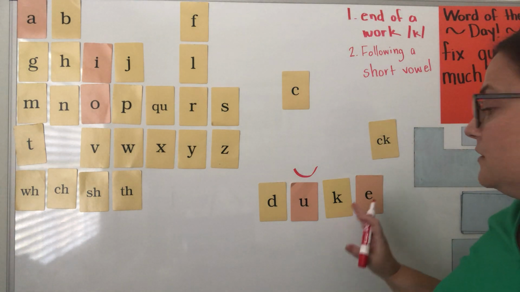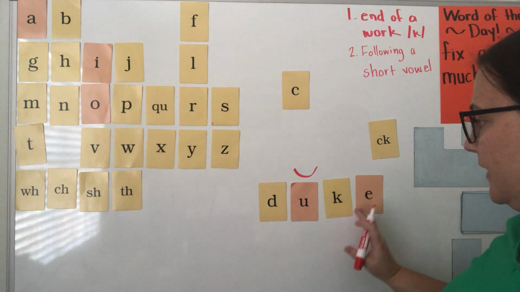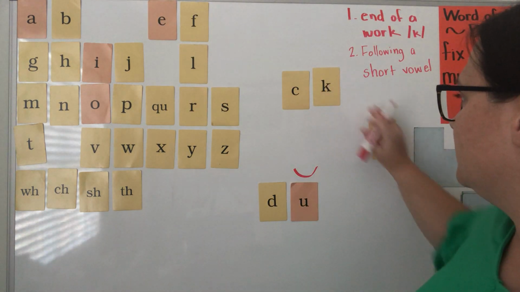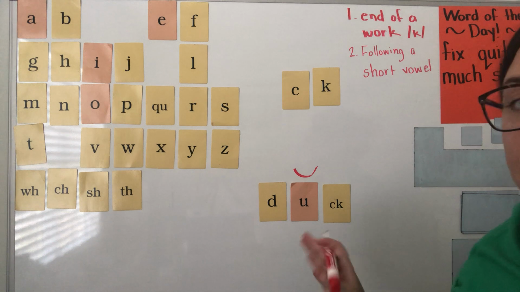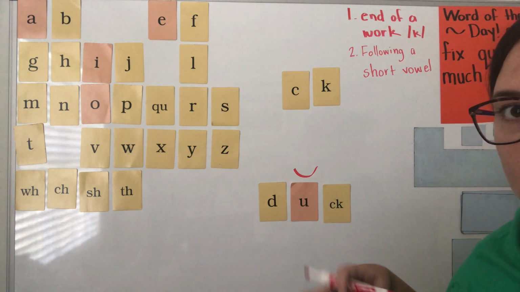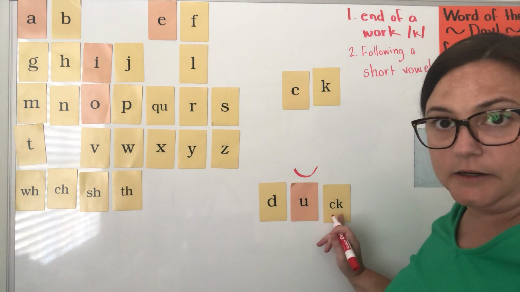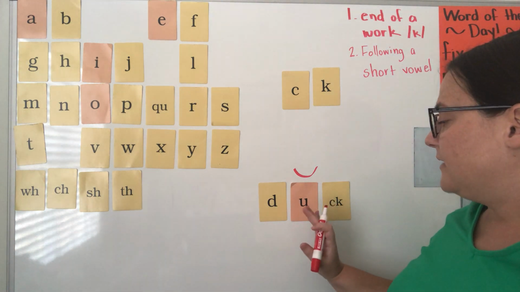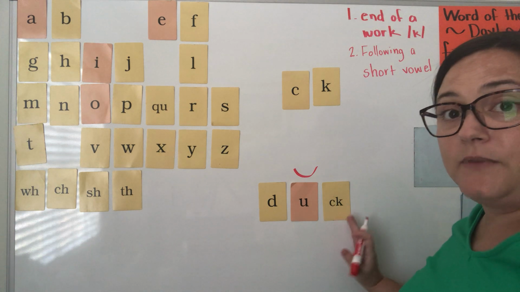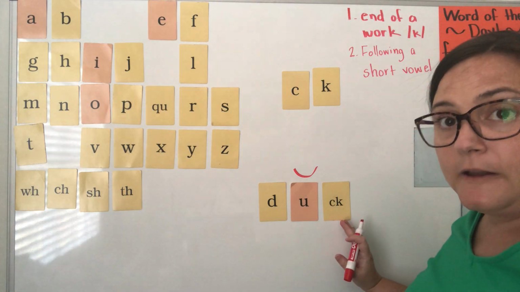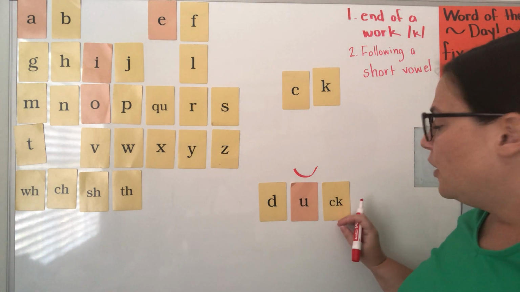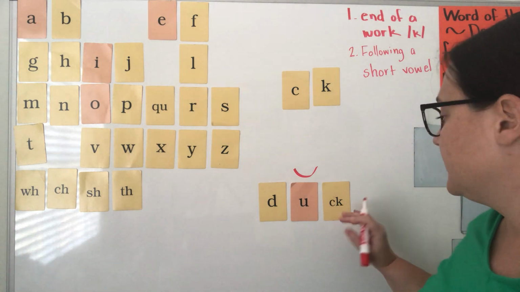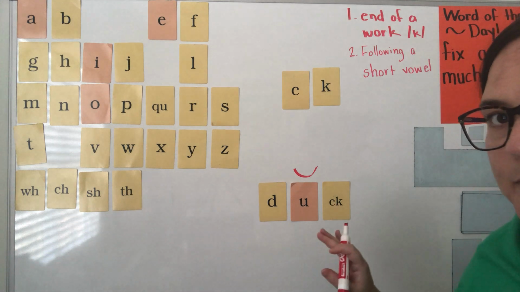Okay? So we're going to get into long vowels later, but I just wanted to show you how changing that short vowel to a long vowel would change what you would use here. So if you have a word that has a short vowel sound and then the very last sound is k, you almost always will use CK. Okay? Let's try a couple examples.